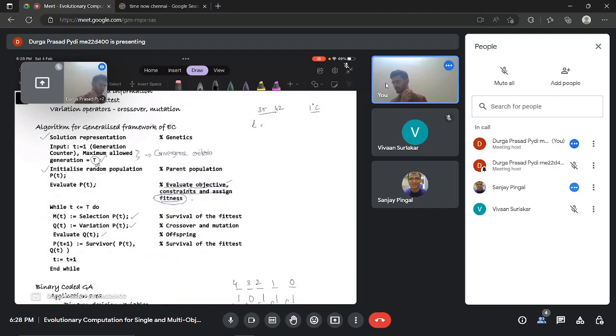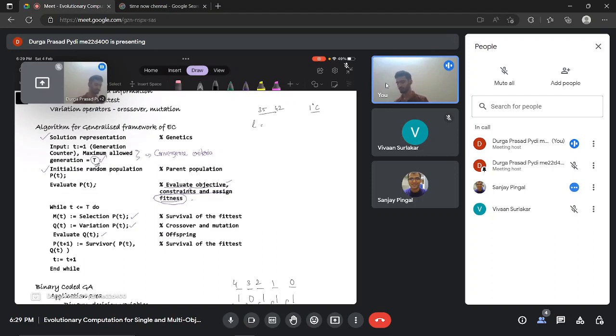Next is the maximum t. This usually varies depending on your application. You just see whether the solution is converging or not, and then you gradually increase it. Next one, initializing the random population. So instead of one solution, you come up with multiple solutions, and then you initialize your population.